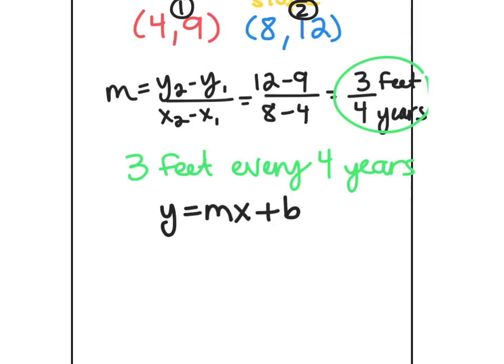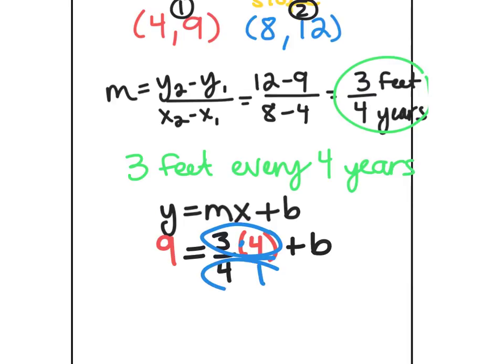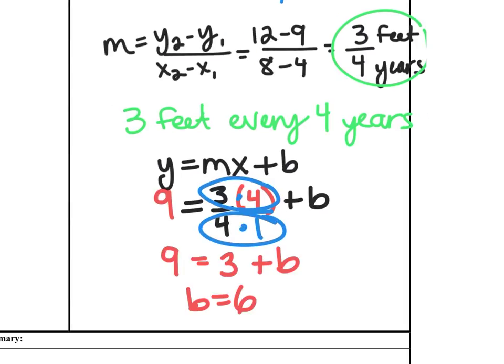I know my slope is 3/4, so let's put that in for m. And I'm going to choose a point for x and y. I'm going to choose 4 and 9. We're solving for b. Now go ahead and multiply. Remember, fractions multiply straight across. So I can make that 4 over 1 and then multiply the top and the bottom. I end up getting b is equal to 6.